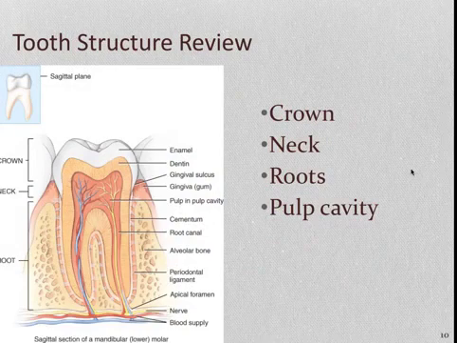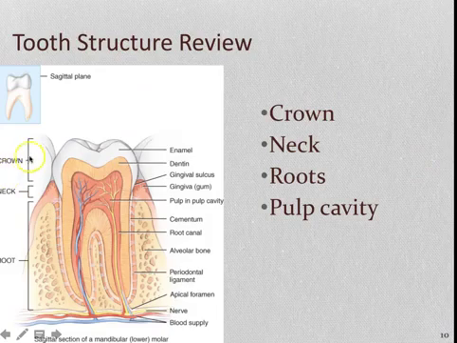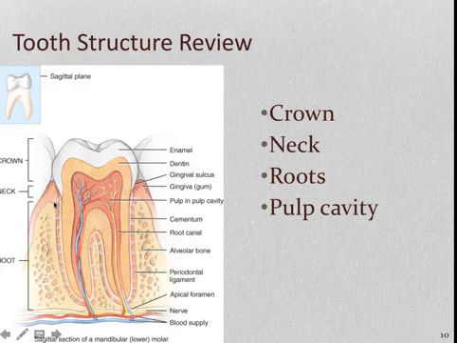Let's take a quick view of our teeth. The main areas: the crown, so that's the part that you brush. That's the part that you see. There's a little bit here that dips underneath your gums, or the gingiva, right before you actually get to the bony socket. That's called the neck. And then anything that's actually in the bony socket is considered the root.